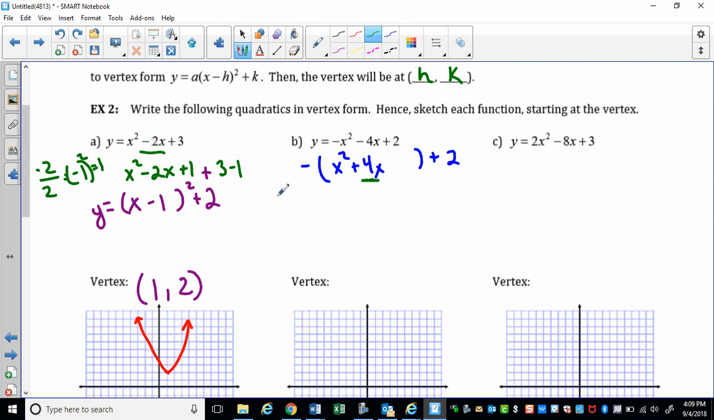are going to divide it by 2 equals 2, and then we're going to square it. So 2 squared is 4. But we're not really adding 4 to this equation, right? We're not really adding it because there's a negative out here. So if I distributed that negative, this would actually be -4.